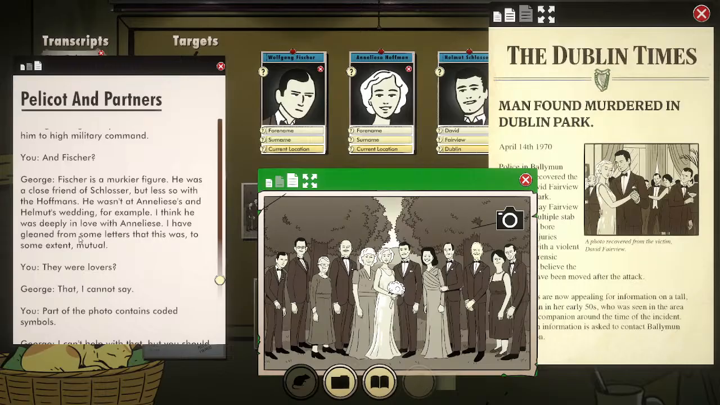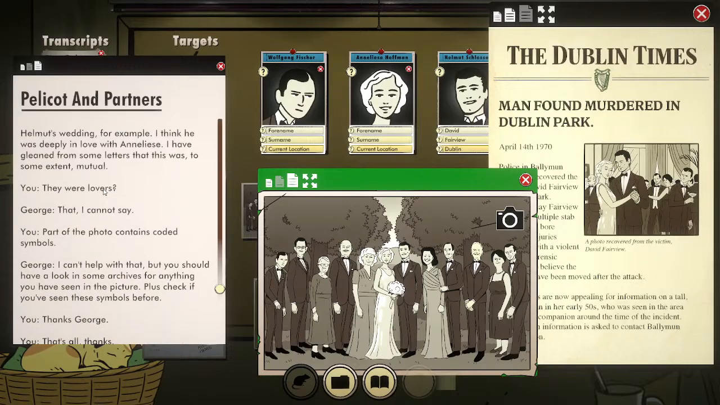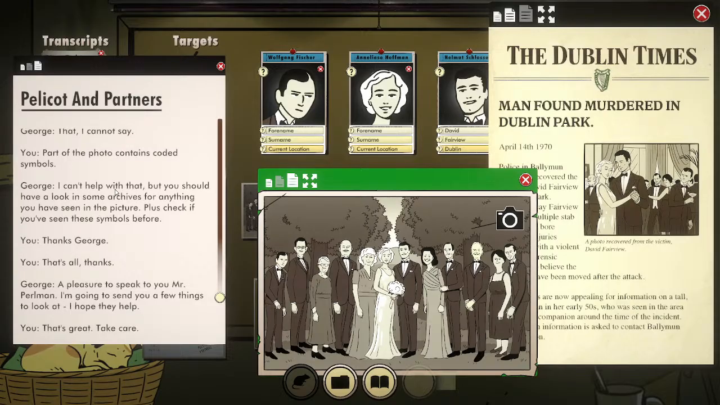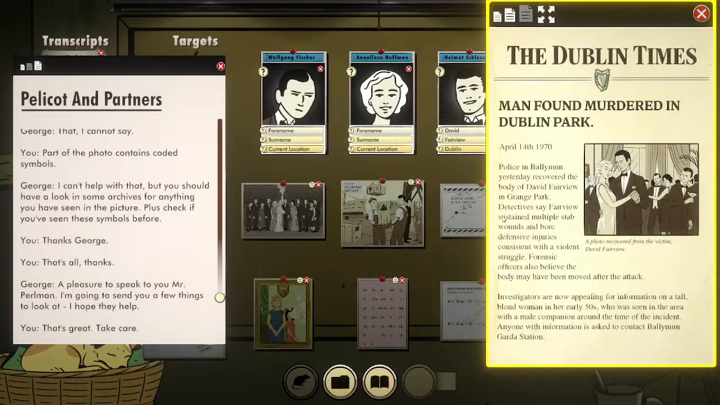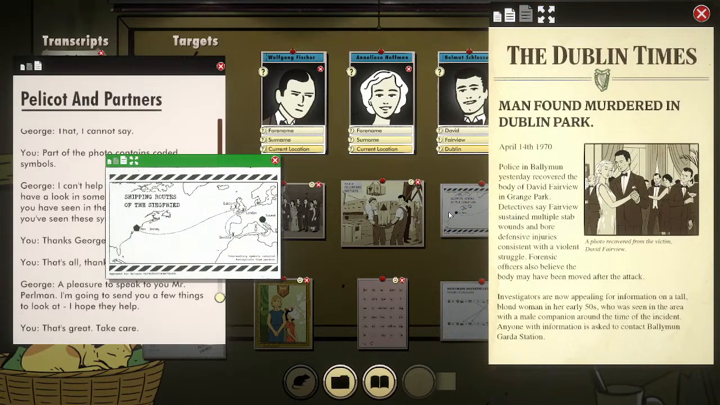Is deep in love with Annalise. From some love letters, this was to some extent mutual. But we know they were because... Okay. So, we know where they went initially. Why do I think Annalise went to America? Why do I think she went to New Jersey? I got that from somewhere.